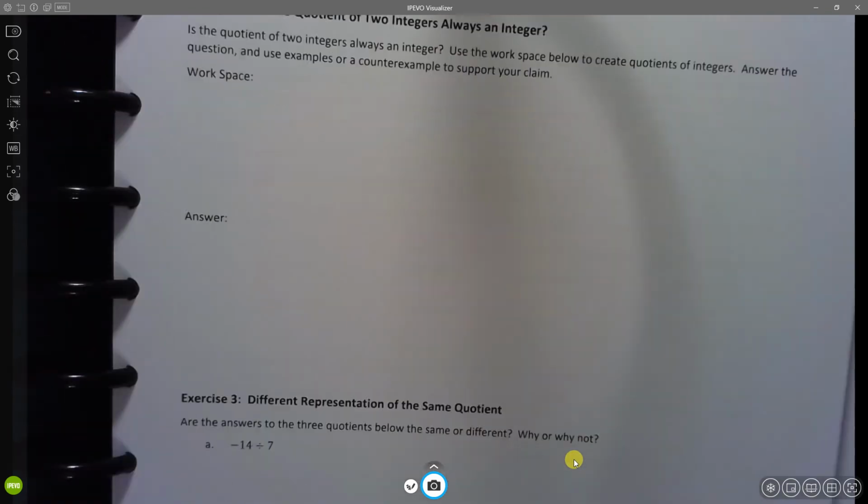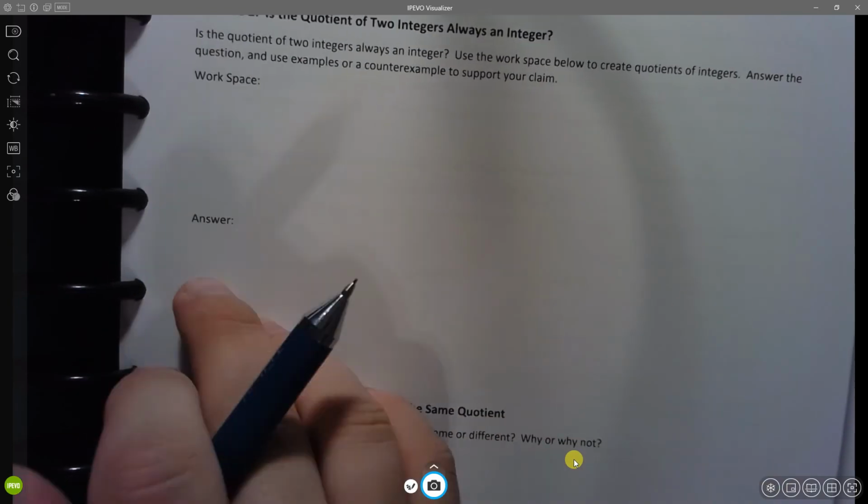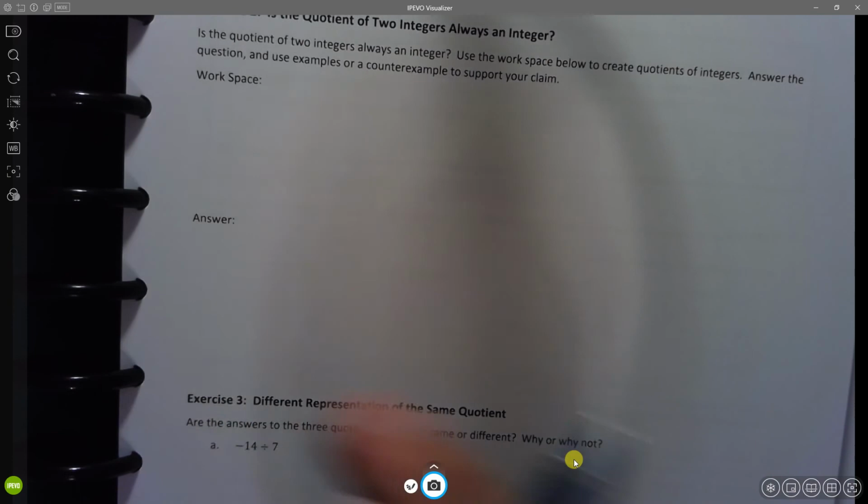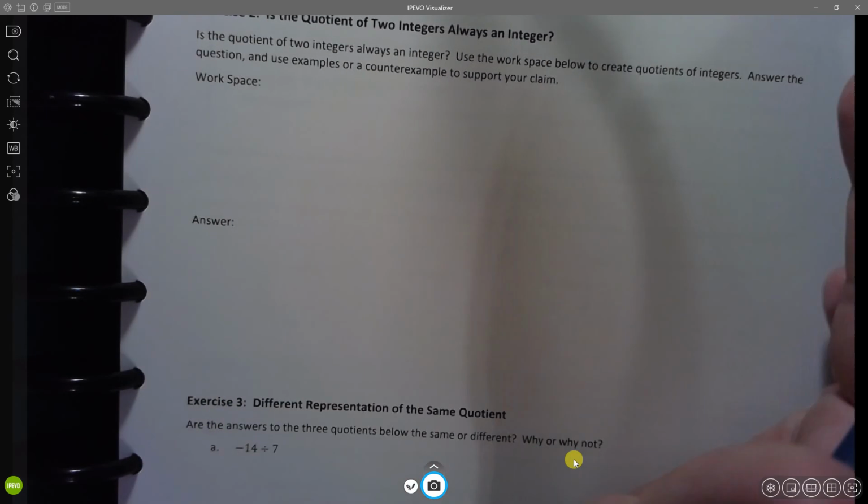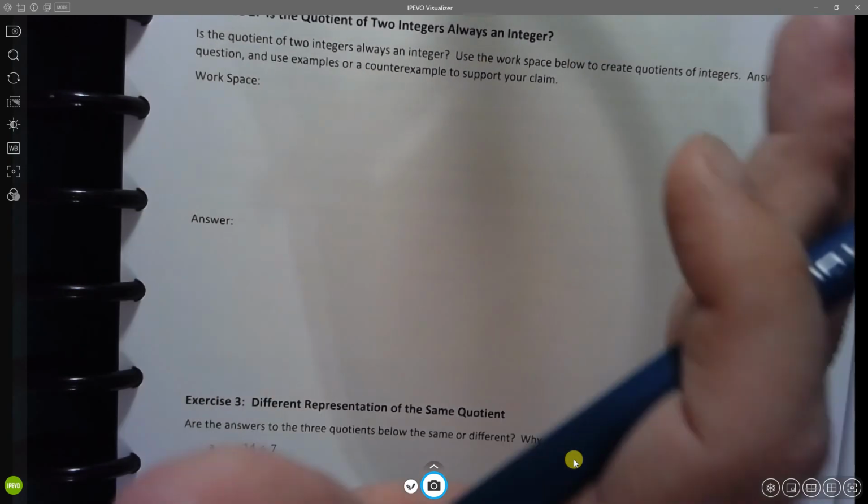Is the quotient of two integers always an integer? Use the workspace below to create quotients of integers. Answer the question and use examples or counterexamples to support your claim. So, is the quotient of two integers always an integer?